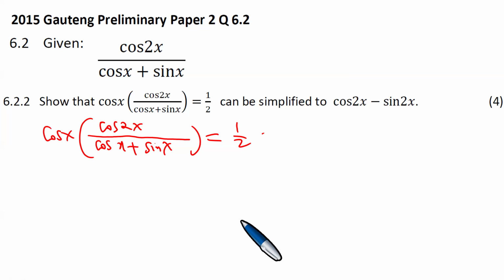I want us to discuss this one together, and then when we discuss, we shall see exactly what the examiner's objective was on this particular question. We're looking at the 2015 Gauteng preliminary paper, focusing on paper 2, question 6.2.